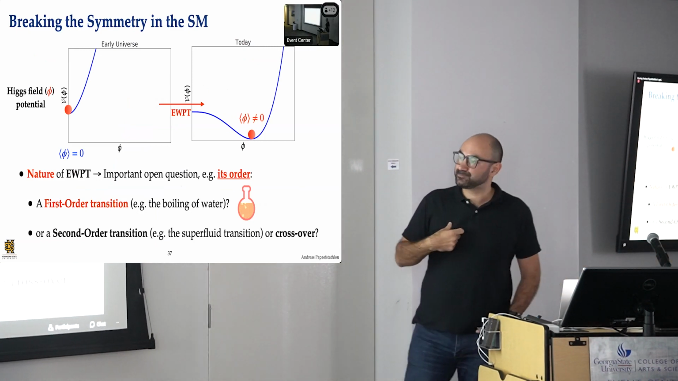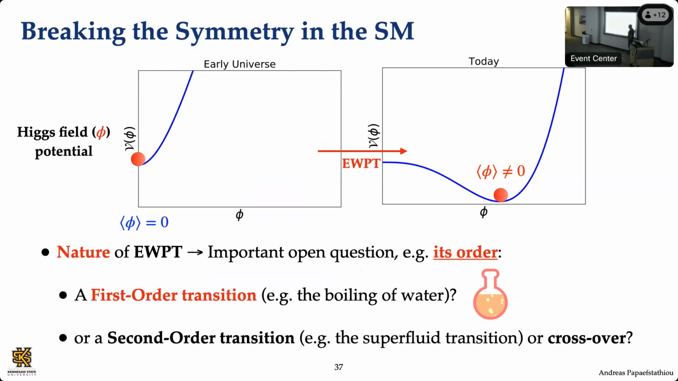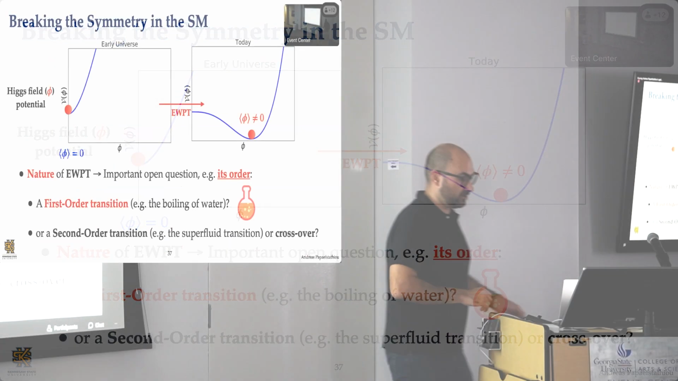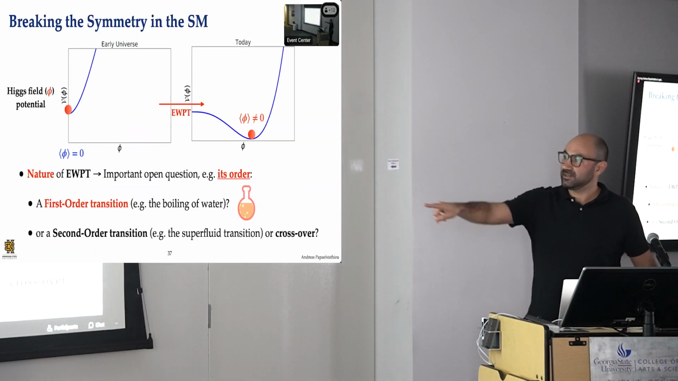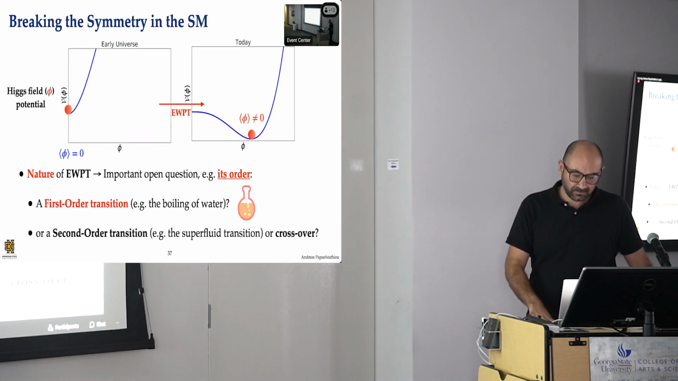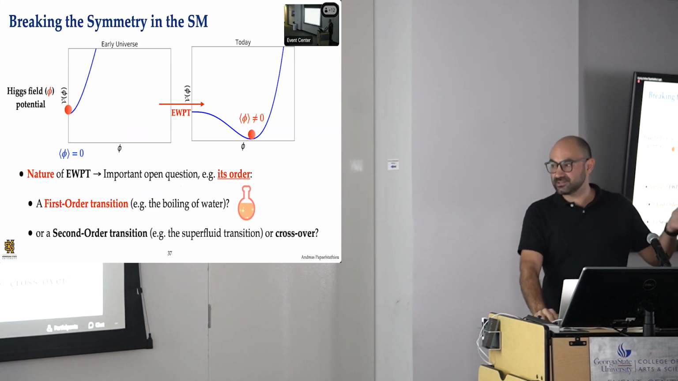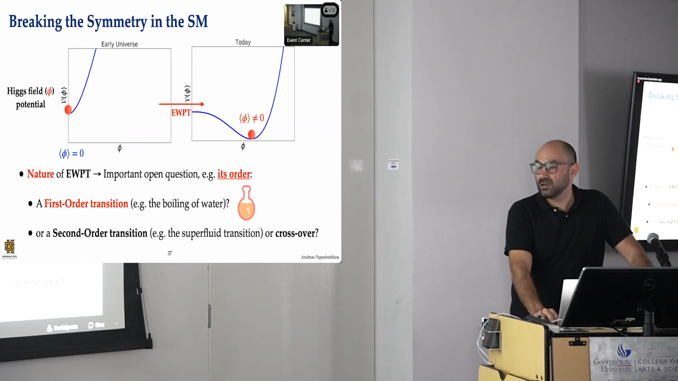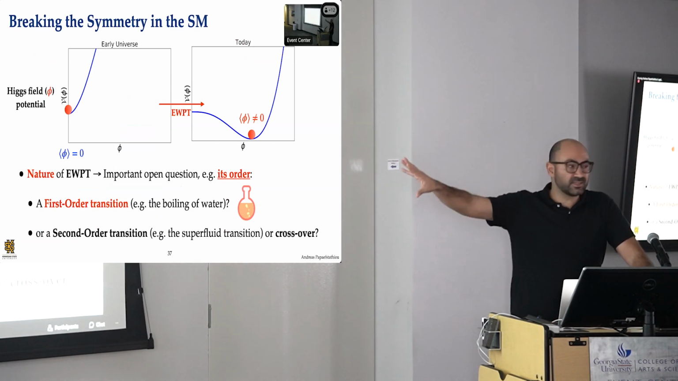So you already know basically some transitions. An example of a first order transition is the boiling of water. So how does that happen? You have bubbles of vapor being created, and that's basically how you transition from liquid to gas. And this is a first order transition. And then a second order transition is the superfluid transition, and you can also have no transition or crossover. So this is an important open question.